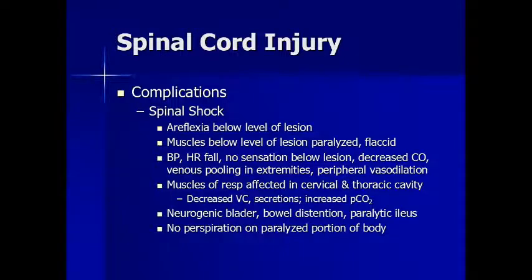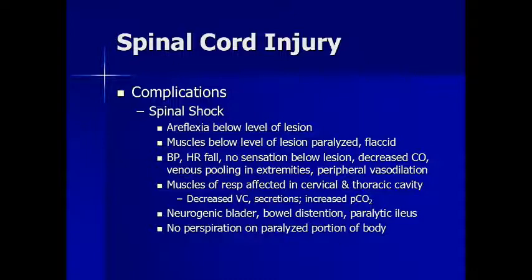So now let's talk about the two major complications that we see with spinal cord injuries. The first one being spinal shock. Spinal shock is defined as a state of temporary reflex suppression below the level of injury. It generally occurs immediately after the cord injury or up to 1 hour after the injury.